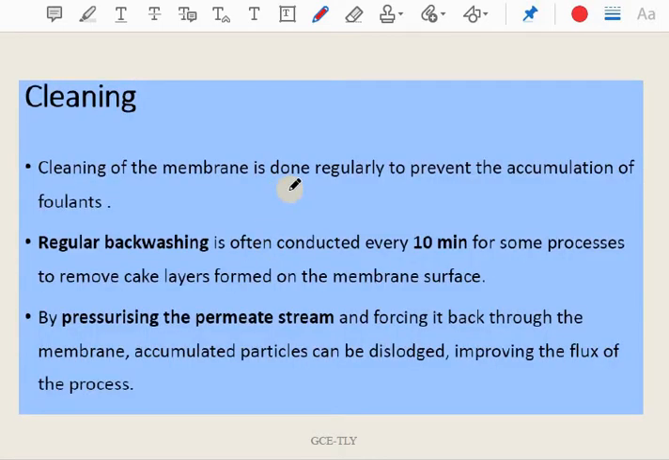Okay. Next, cleaning of the membrane. In order to prevent fouling, we need to periodically clean the membrane, right? One is regular backwashing. This regular backwashing is done every 10 minutes after the process is completed, so that the cake layers are removed to some extent. By pressurizing this permeate stream and forcing it back through the membrane, the accumulated particles can be dislodged. This improves the flux of the process.